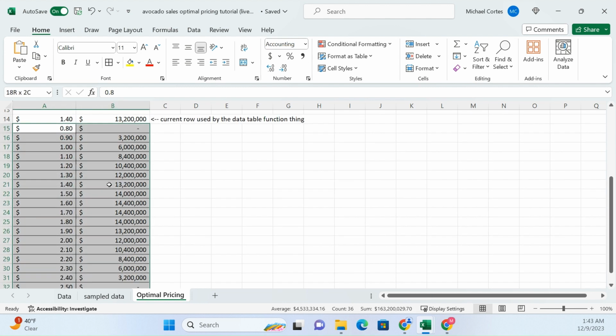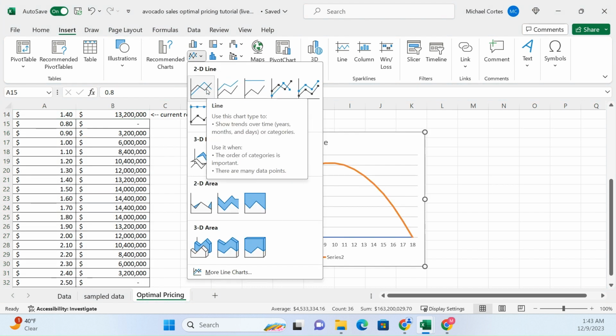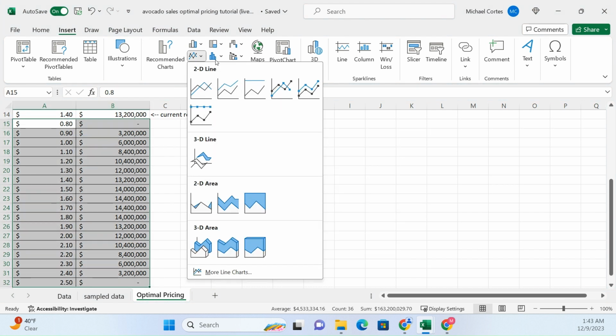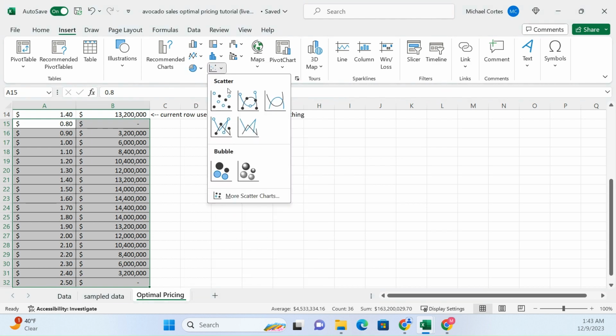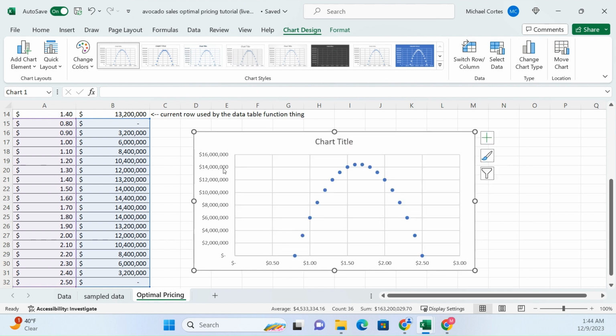So to see this in more of a graph, let's just insert a line chart over here. I could do a scatter, whatever. Scatter sometimes nicer. So here you can clearly see it. As you vary the price, your total expected product has a bell-shaped curve, and the optimal point is somewhere right here in the middle. It looks to be $1.60 to $1.70. The optimal point is somewhere right in the middle of that.